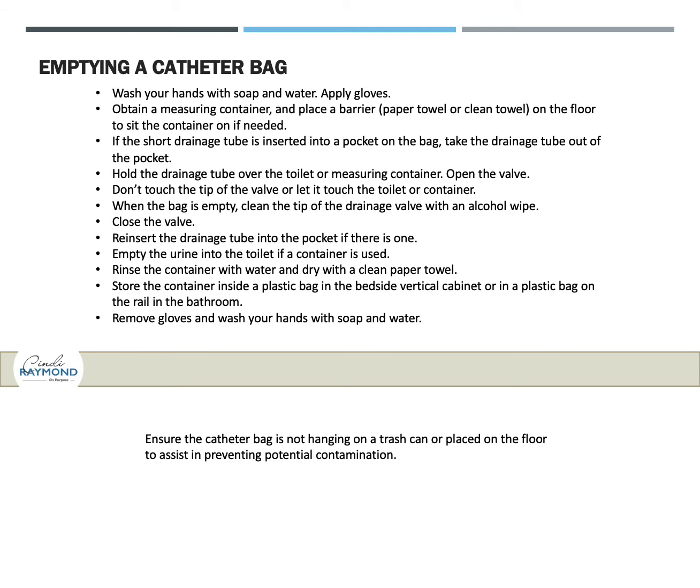You're going to empty your bag, and then prior to putting the valve back into its slot, you're going to wipe it with an alcohol wipe. You're going to measure your urine, empty it from the container, rinse the container and let it dry, and then store the container in a plastic bag in the bedside cabinet or in a plastic bag in the bathroom. And then remove your gloves and again, wash your hands with soap and water.